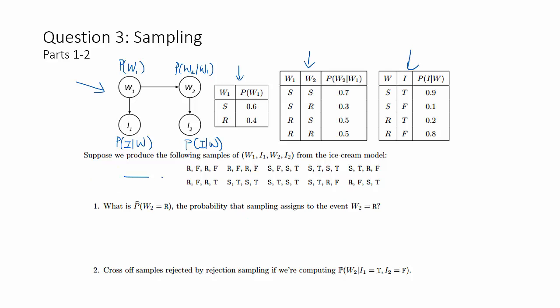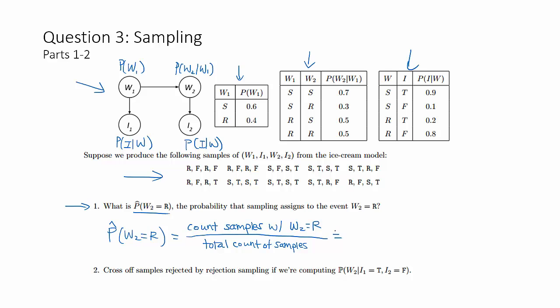So we generate 10 samples shown here, and for the first part, we're asked to approximate the probability that W2 equals R. The intuitive approach here is to find the fraction of samples that have W2 equals R. So the equation for doing that is the count of samples with W2 equals R divided by the count of all samples. So let's write that down. So how many samples have W2 equals R? That would be this one here, this one here, this one, this one, and this one. So I count 5. We have 5 samples with W2 equals R, and we have 10 samples in total, and so the approximation is 1/2.